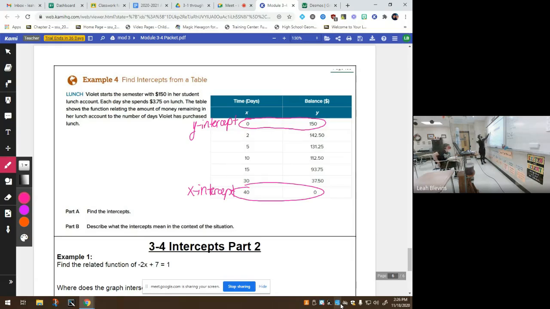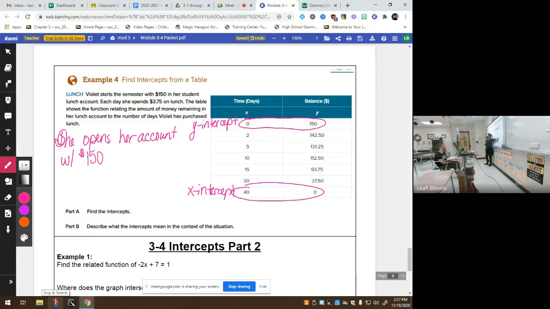Okay. It says she starts the semester with $150 in her account. Each day she spends $3.75. So thinking about that, we know we're talking about money in her lunch account. She begins with how much money? When she opens her account, she opens it with $150, right? Then what happens? She keeps spending, keeps spending, keeps spending.